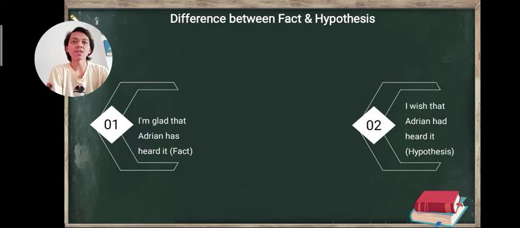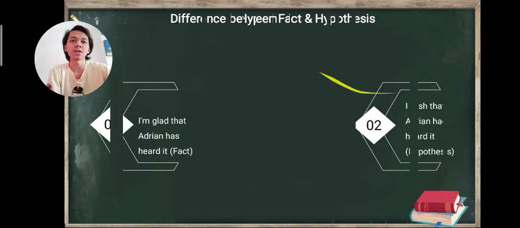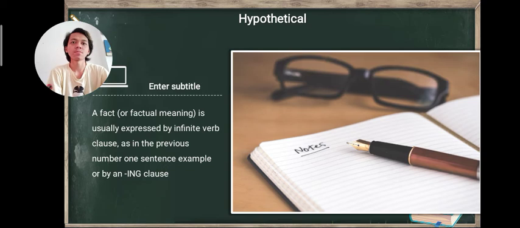I'm glad that Adrian has heard it. That's a fact. I wish that Adrian had heard it. That's a hypothesis. In sentence number 1, the speaker assumed the truth of the statement Adrian has heard it, while in sentence number 2, the speaker assumes its falsehood. Now we will call something assumed to be false hypothetical.